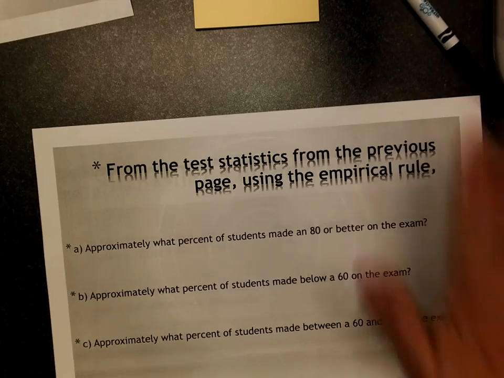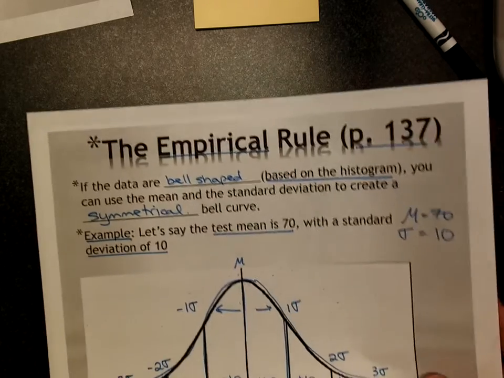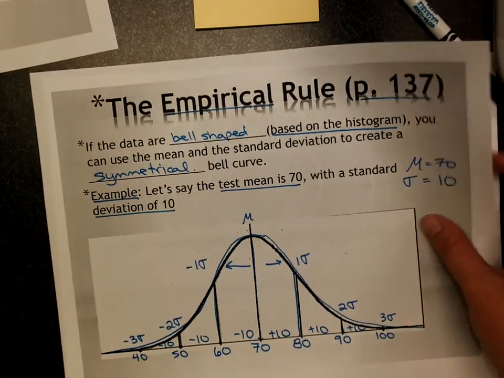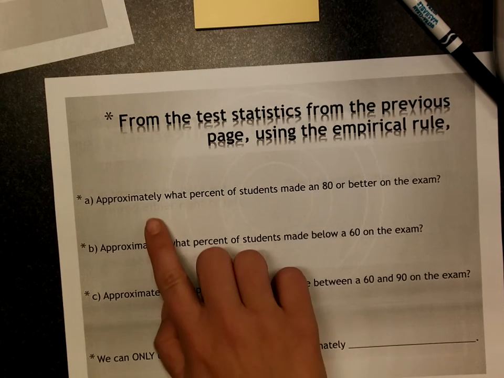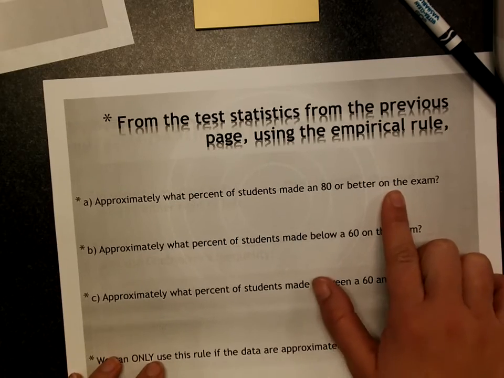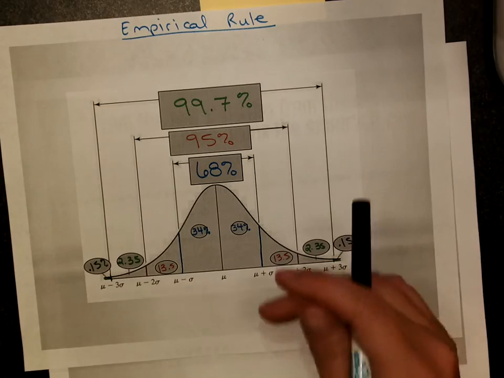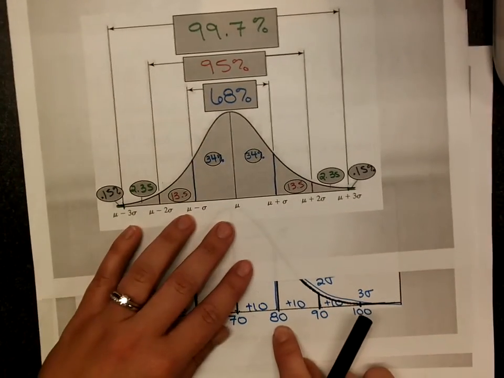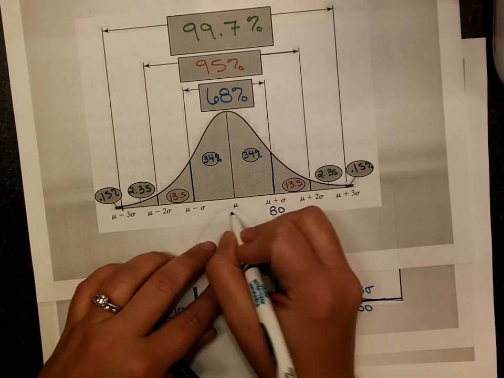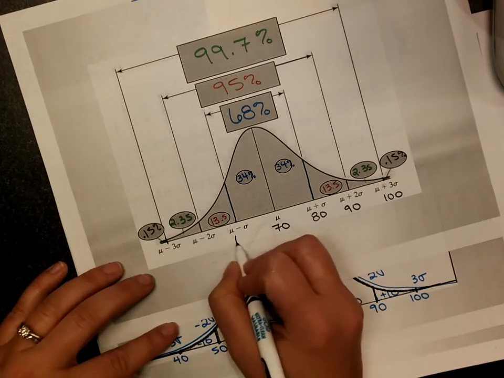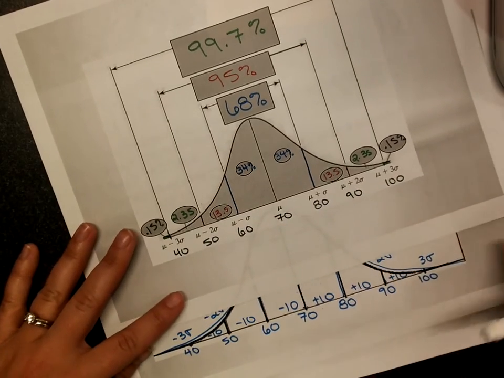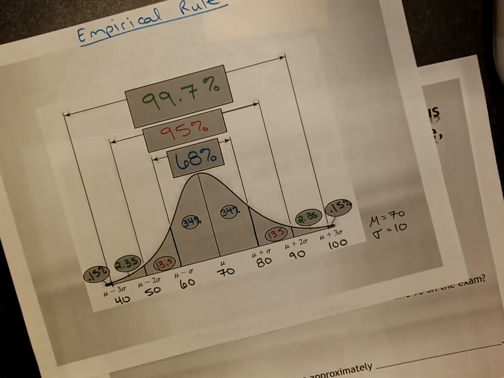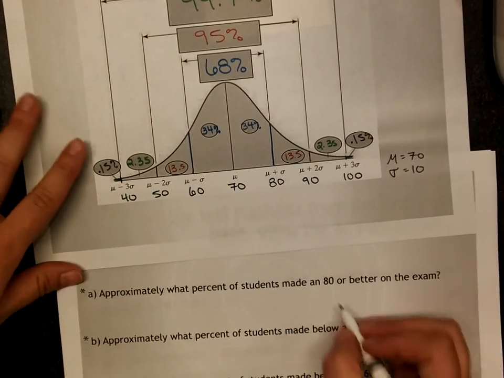So here's an example from that same test statistics about the average. Let me show you. We're going to use that same example of the average being 70 with a standard deviation of 10. So using this example and our knowledge of the bell curve, we're going to answer these 3 questions. It says approximately what % of students made an 80 or better on the exam. So I'm going to kind of look at both curves here. 80 or better. So 80 was 1 standard deviation above the mean. So this is where 80 was. I'm just going to write these on here to help you. 90, 100, 60, 50, 40. There we go. So I'm just using that example where the mean was 70 and the standard deviation was 10.